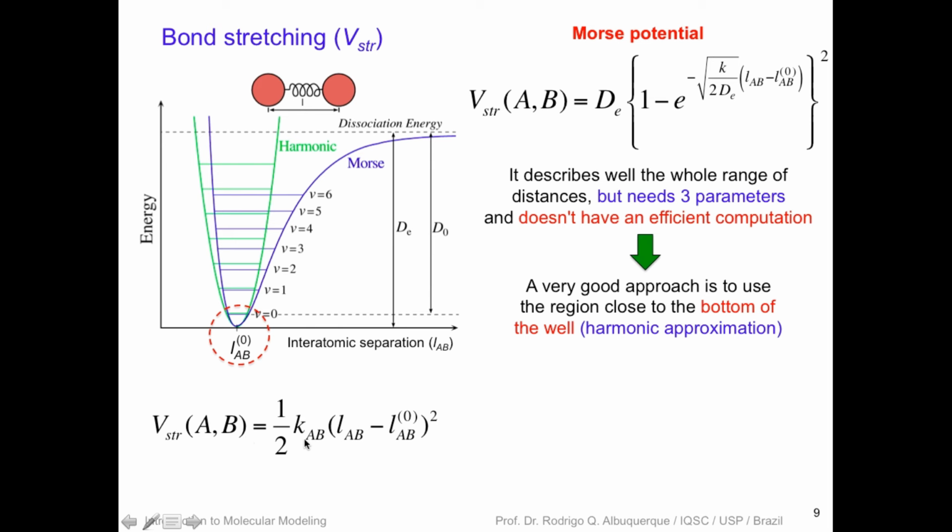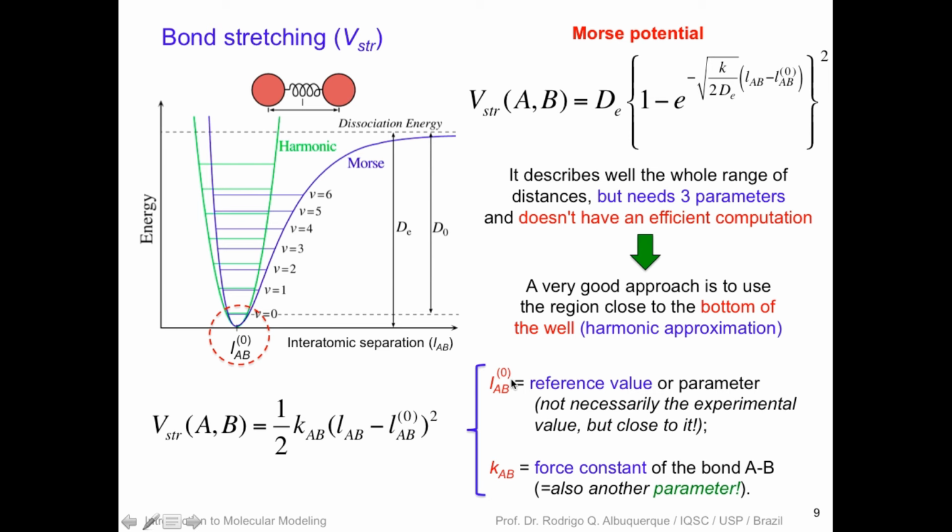So K_AB is the force constant of this bond, and L0 is the reference bond distance. The reference value, this L0, is a parameter. It's not necessarily the experimental value, but it's close to it. K is a force constant for this bond AB. It's also another parameter.